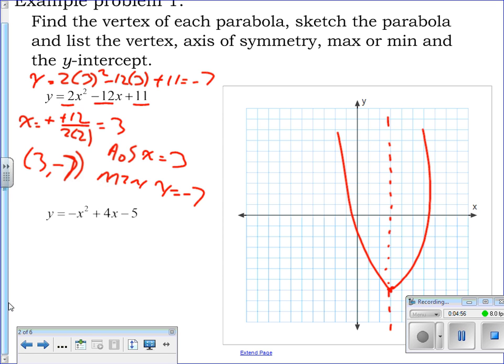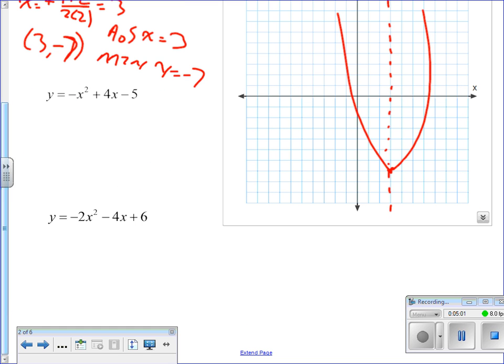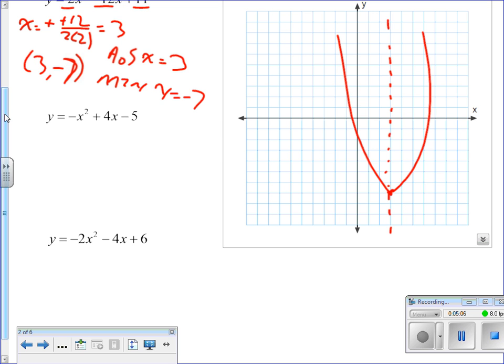Questions on the first one? Second one, same thing. I need to find the x-coordinate of my vertex. x equals minus b over 2 times a, which in this case is -1, because I have -1x squared. So I have -4 over -2, which is 2. So the x-coordinate of my vertex is 2.